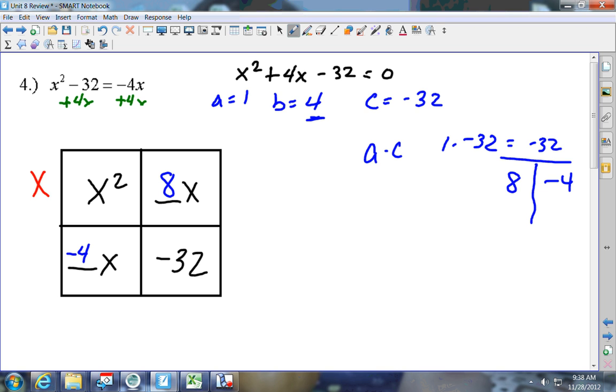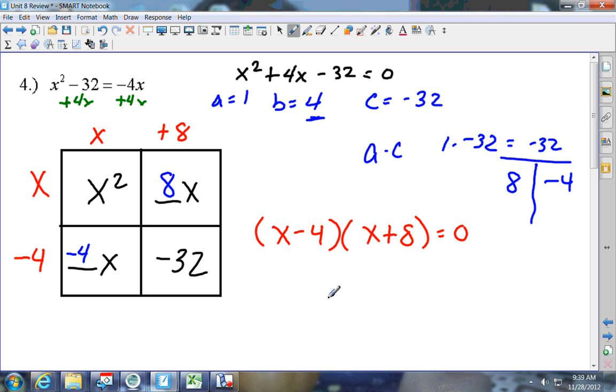X squared is very simple. It splits up as x and x. X times what is 8x? Plus 8. X times what is negative 4x? Negative 4. My factors: x minus 4 times x plus 8 equals 0. This is factored form. To find your solutions, x minus 4 equals 0, x plus 8 equals 0.